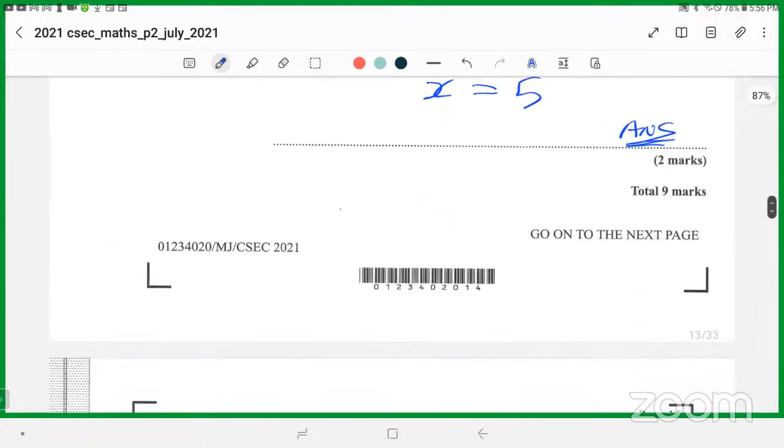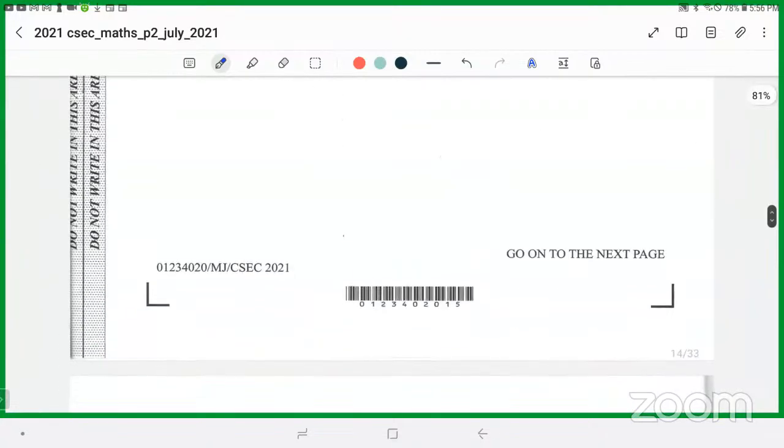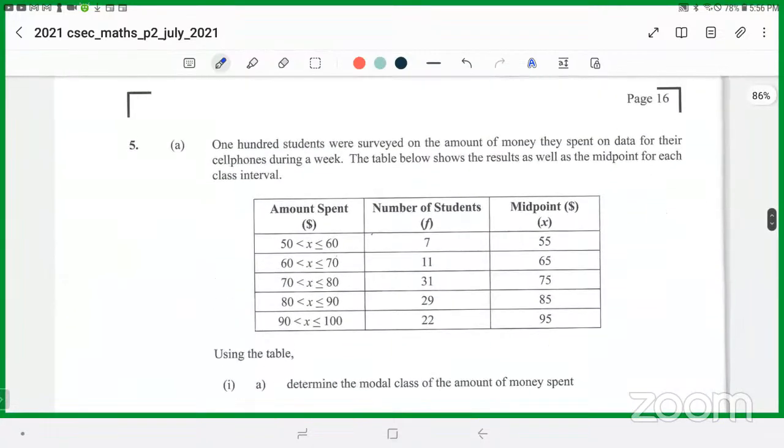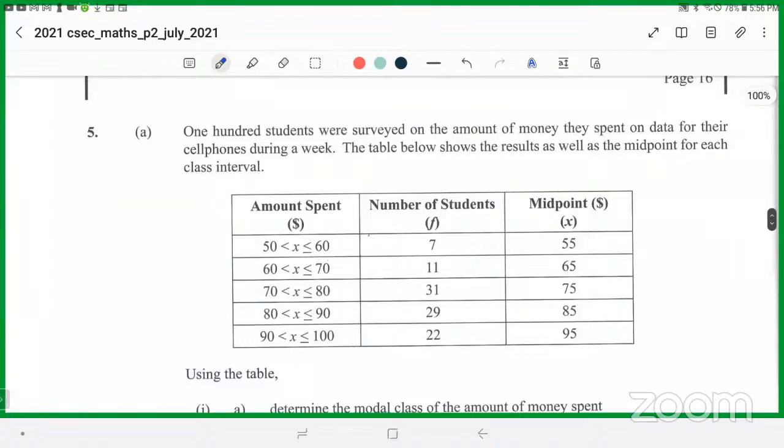Next question. Moving right along. Number 5. Flying through this one today. Number 5 says 100 students. This is important. The total number of students is 100. You have to count everything. So this must add up to 100 right here, so I don't want to forget it. I'm writing it there.